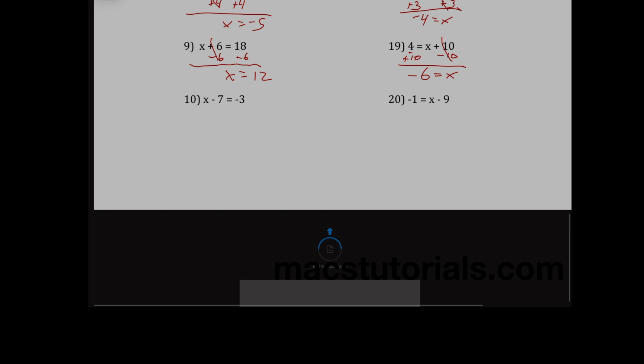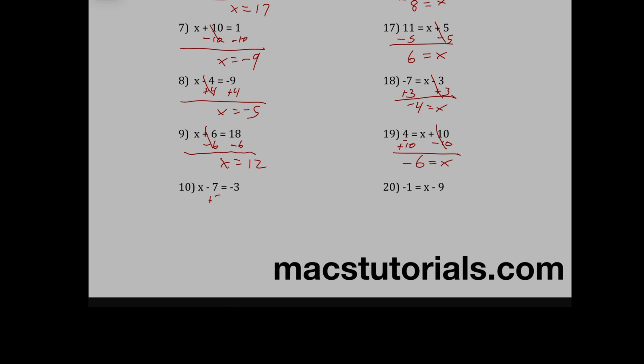All right, we're getting down here to the very end. I'm going to add 7 to both sides. Boom, x equals, signs are different. Subtract, keep the sign of the bigger number, which is positive. I'm going to add 9 to both sides. Boom, boom. And I'm going to get 8 equals x.